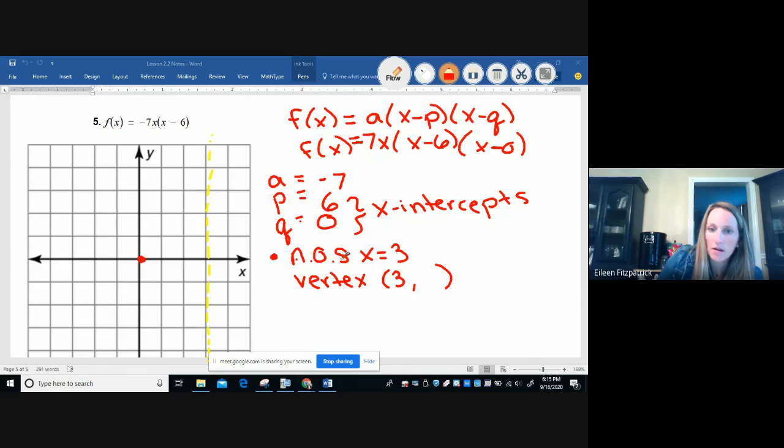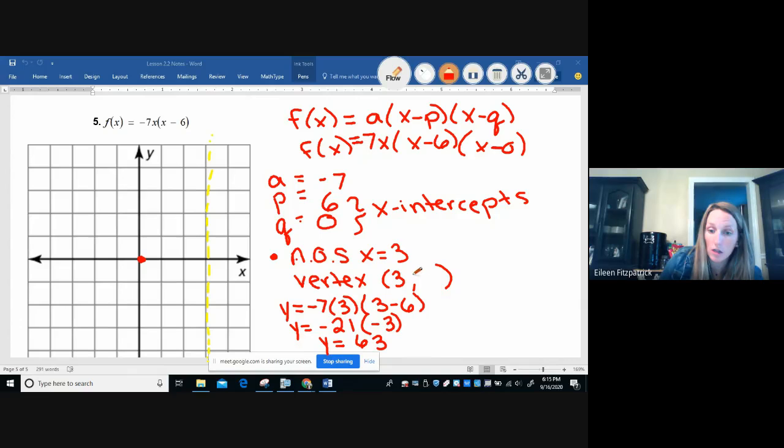So to figure that out, I'm going to take the original function, and plug in 3 everywhere you see an x. So it's y is equal to -7 times 3, and then 3 minus 6. Make sure you follow order of operations. You can do your multiplication, -21. And do your subtraction, -3. And then finally do your multiplication. Negative times a negative is a positive, and that's going to be 63.